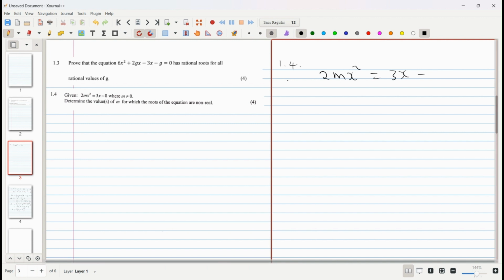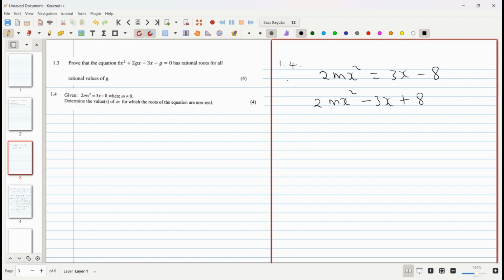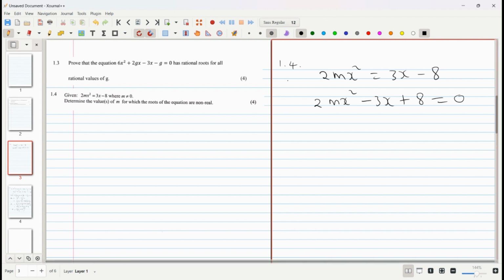3x minus 8. Okay, so the first thing we need to do is write this equation into its standard form. We can see again we have a quadratic equation, so we need to write this into its standard form. So we have 2mx squared minus 3x plus 8, which equals 0. Okay, so now this equation is in its standard form.